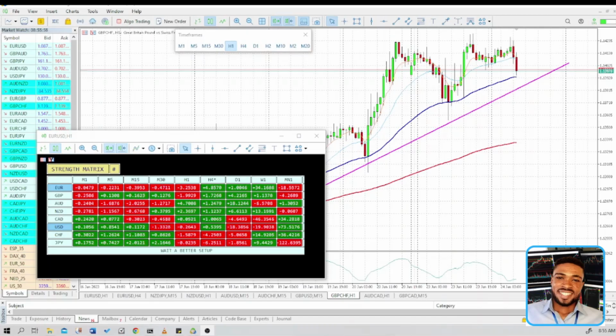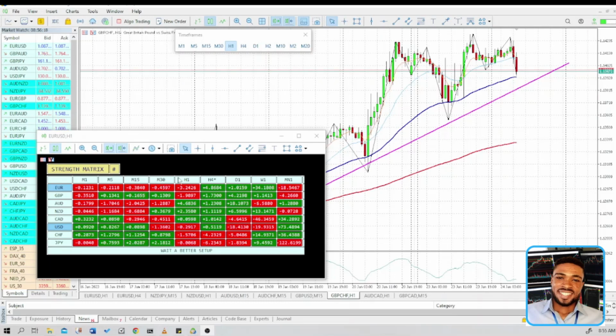The next thing I do is to check my currency strength meter. This currency strength meter is one of my superpowers. It's a very good indicator, and as I've said, indicators are very good because they give you an idea of what's happening in the market. Indicators do not tell you when to buy or when to sell.